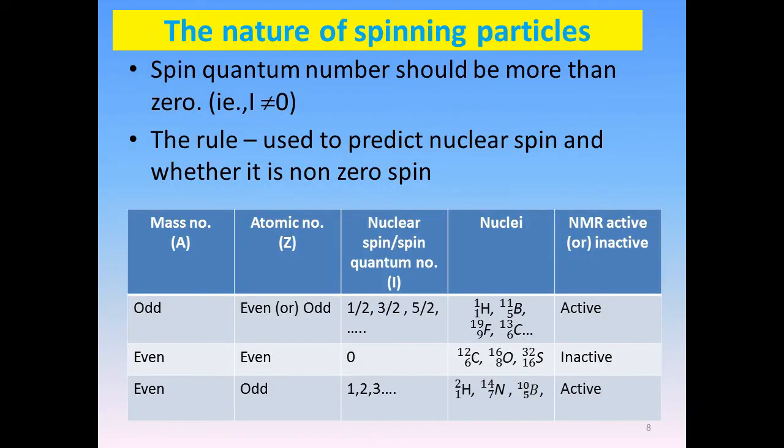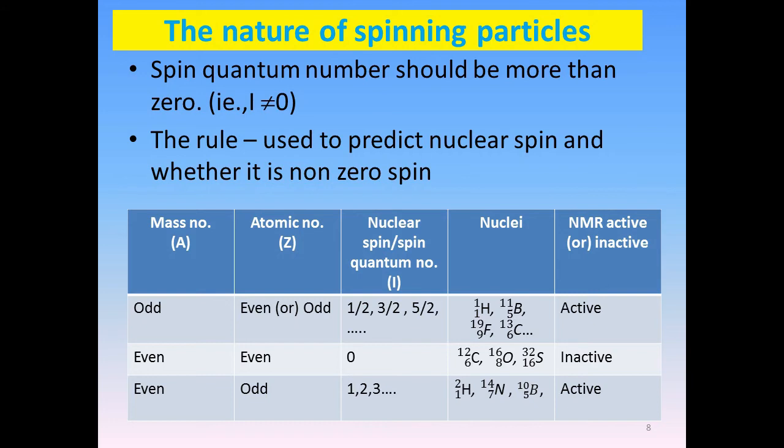So the nuclear spin quantum number is represented as I, and it should be more than 0. It should not be equal to 0. That is the requirement, a selection rule for NMR spectroscopy. There are certain rules which are used to predict the nuclear spin, in order to know whether it is a non-zero spin or not. If they have a non-zero spin, then they are said to be NMR active nuclei.